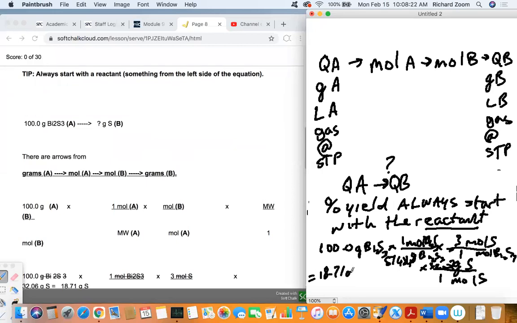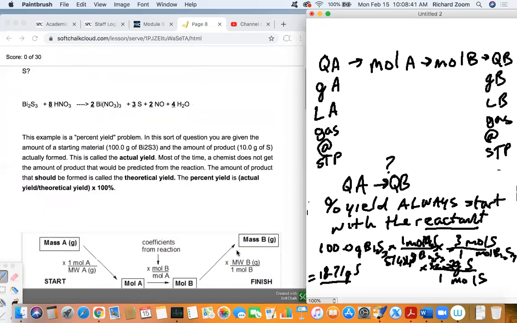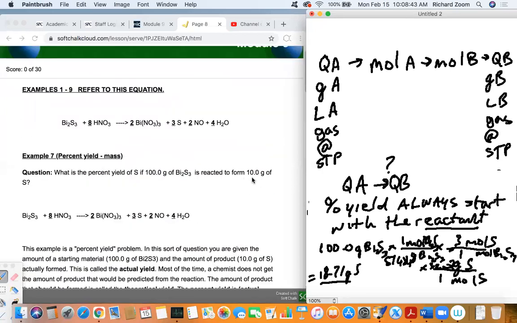So what does that number represent? Well, it represents the amount of sulfur we should have theoretically gotten. I mean, if everything had gone absolutely perfectly and we didn't lose anything, that's how much we should have ended up with. How much did we actually end up with? Well, per the problem back here, we ended up with 10.0 grams. So what we've got in the problem is always less than what we should have gotten. So in order to express that as a percentage, it's always part divided by whole.